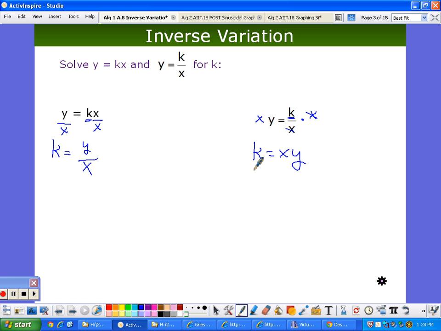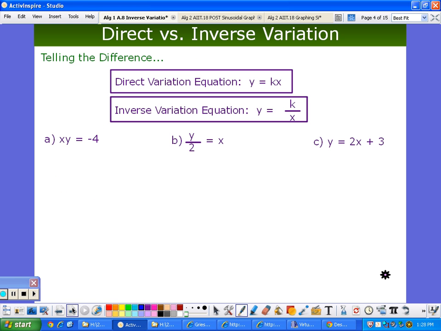Do you have a question? For the direct variation, k is the slope, right? Change in y over change in x, because one of our points is 0, 0. So it's true. k is slope for direct variation. This is something else. So we'll look at what that thing looks like. But you're right, absolutely.